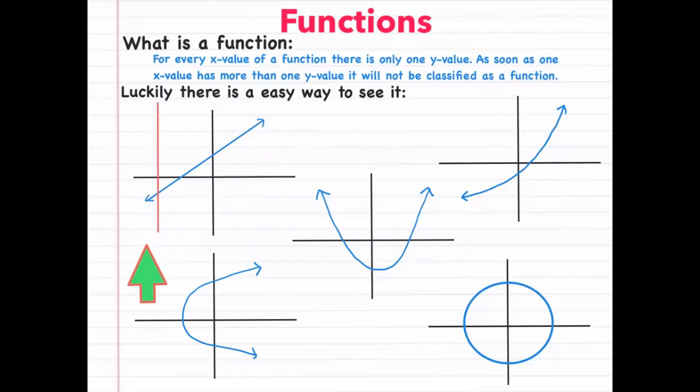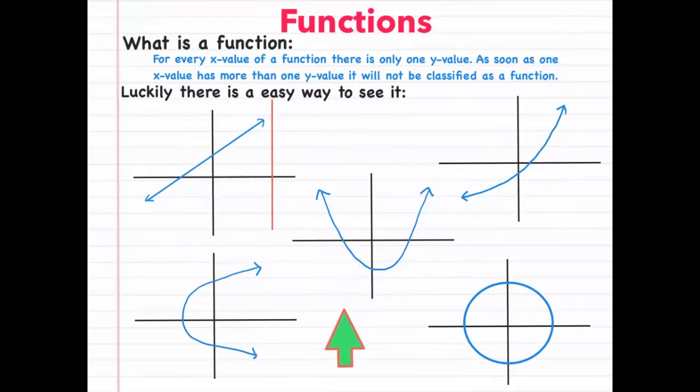So we start here, look, it only touches the graph at one spot. And we keep moving it, one spot. I'm talking about where the red line is cutting our blue graph, right? One spot, all the way through. So this is classified as a function.